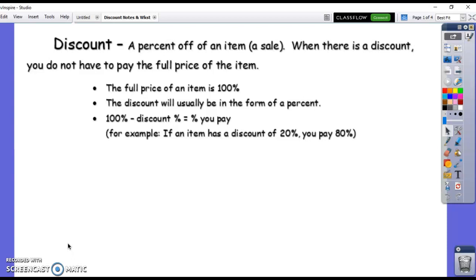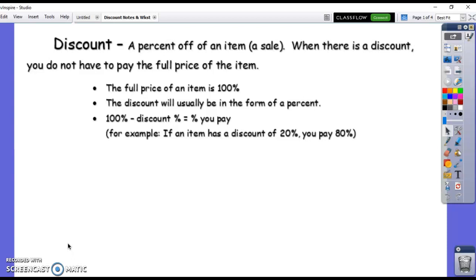So a discount is a percent off of an item, or like if something's on sale, it'll say, hey, 25% off or 30% off or something like that. That's a discount. So when there is a discount, you do not have to pay the full price of the item. They're telling you that you only have to pay a portion of it, which is great.